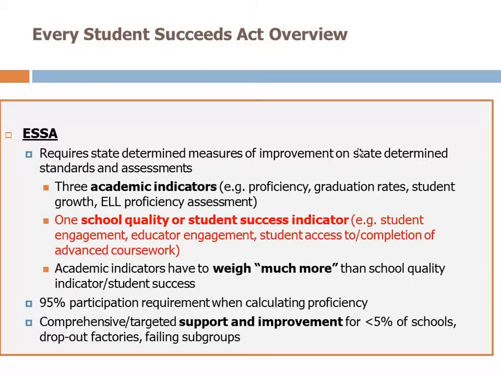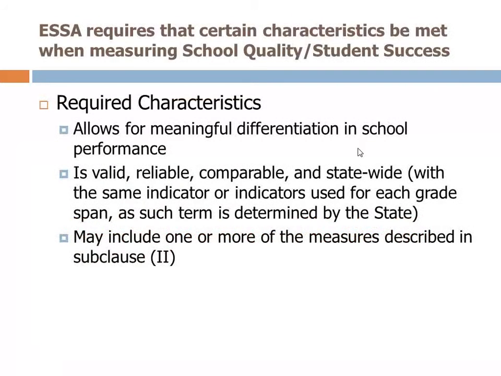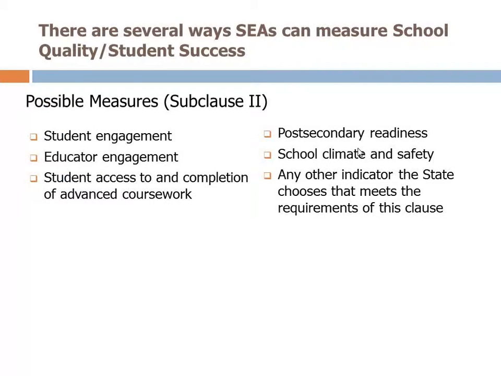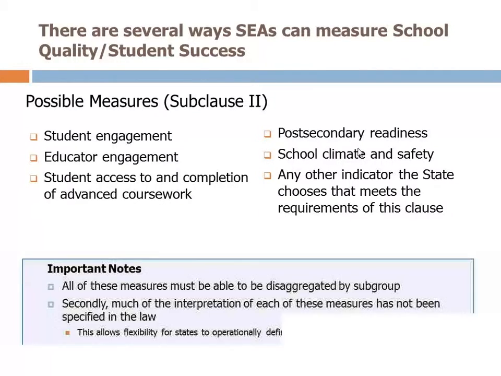within an accountability system. The characteristics, according to the law, are that it has to allow for meaningful differentiation in performance. It's valid, reliable, comparable, and statewide, with the same indicator or indicators used for each grade span. And it must use one of the following measures. We've seen this before. You can use student engagement, educator engagement, student access to and completion of advanced coursework, post-secondary readiness, school climate and safety, and any other indicator the state chooses that meets the requirements.